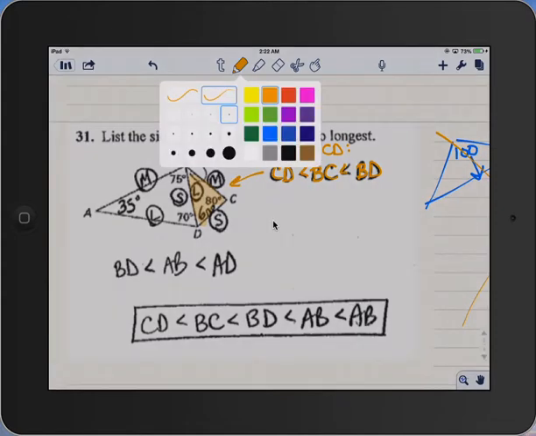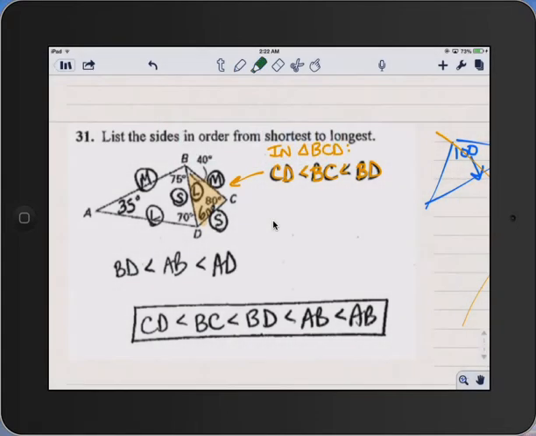Now for our other triangle here, triangle ABD, we know that the shortest side is across from the smallest angle of 35. So looking at this triangle, the shortest side will be BD, that's across from the 35. The biggest angle is 75, so AD is the longest side, and then in that triangle, AB is the medium side.